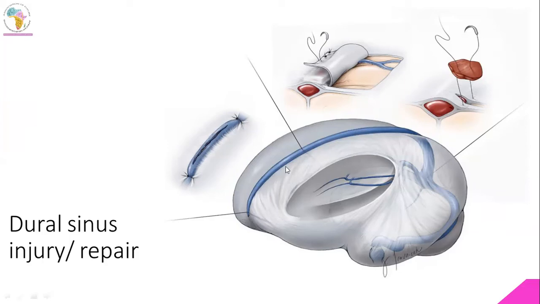We can either repair it directly with suture, or we can cut a leaflet from the dura and reflect it over the defect, and suture it. Sometimes we can use a graft from the muscle or the galea, and suture it over the defect. And in special situations, we can just obliterate that segment by suturing proximal and distal to the injury. So it is important to know the techniques of how to repair dural sinuses.